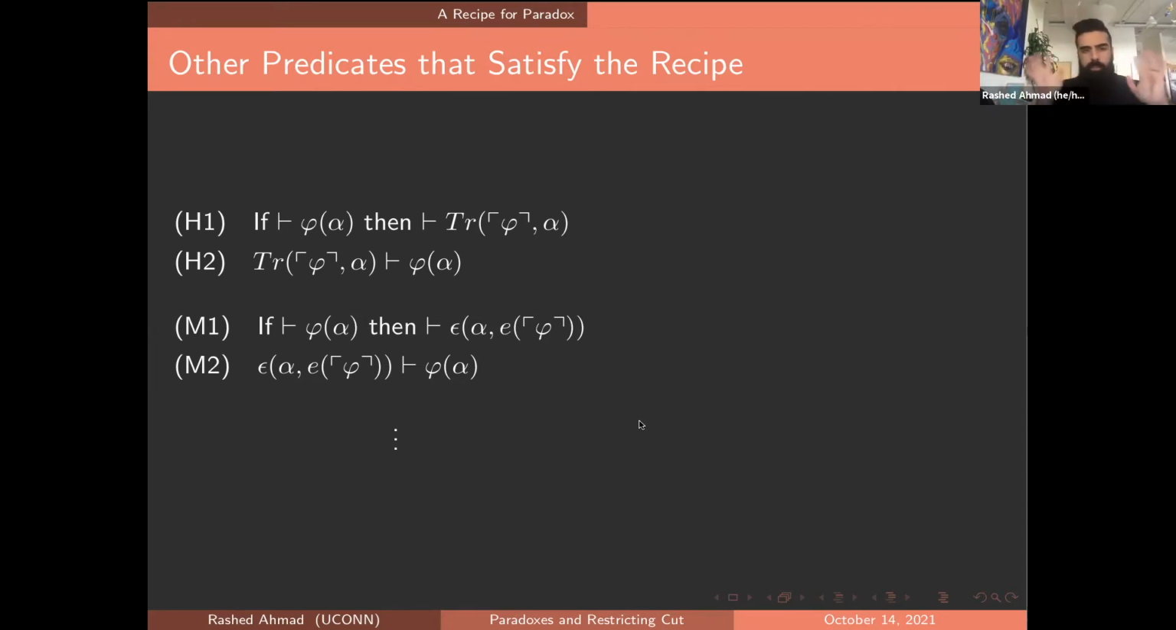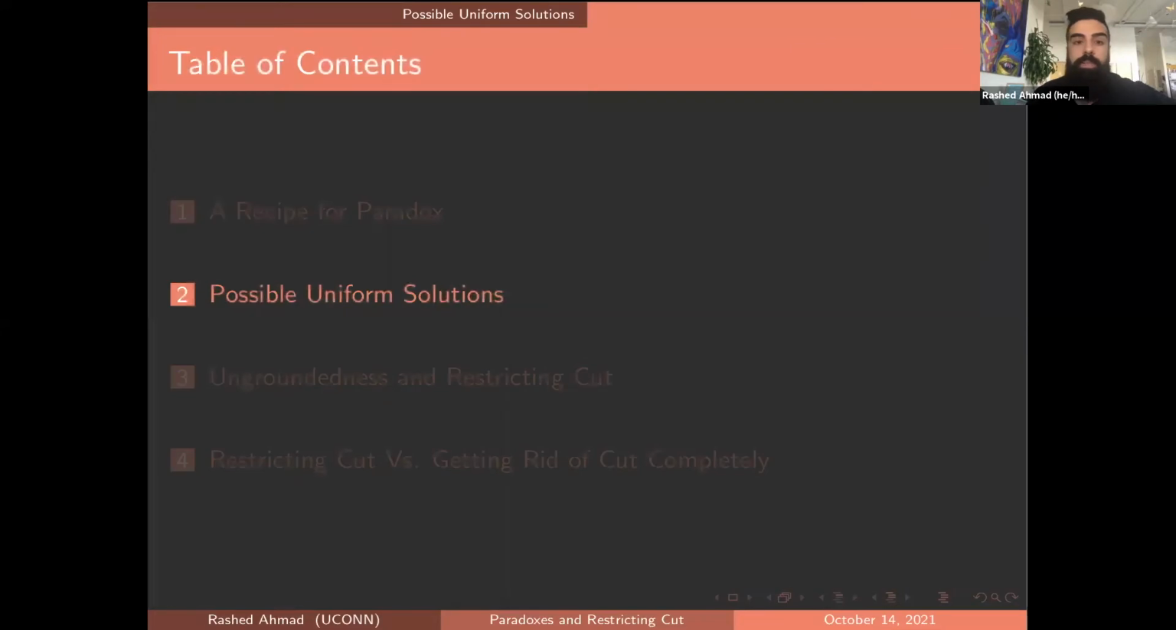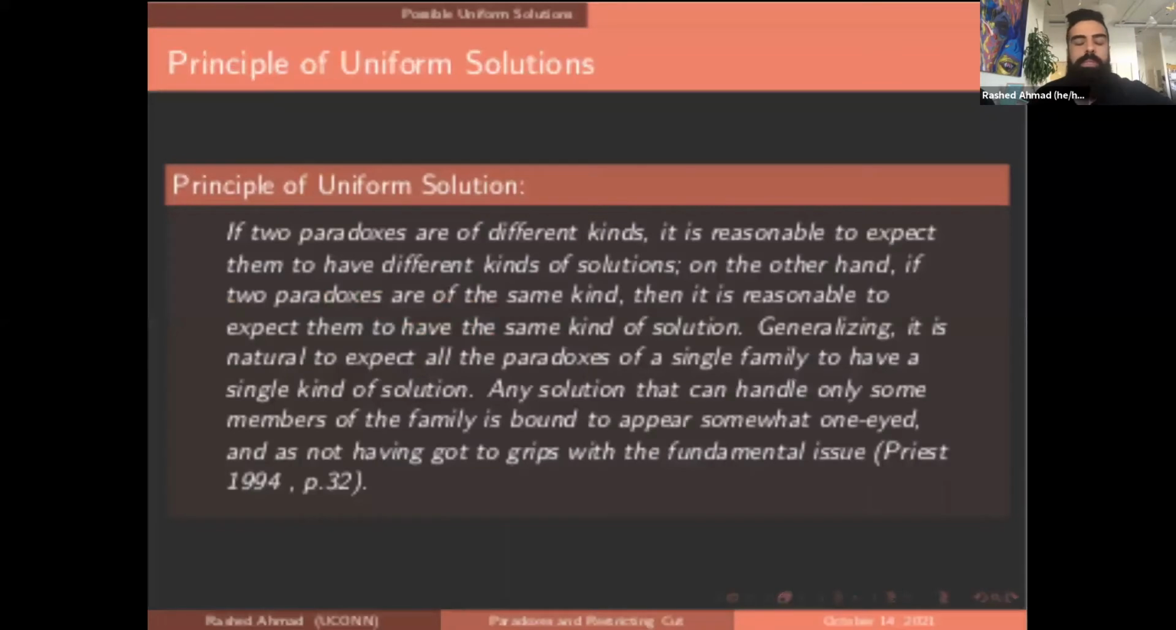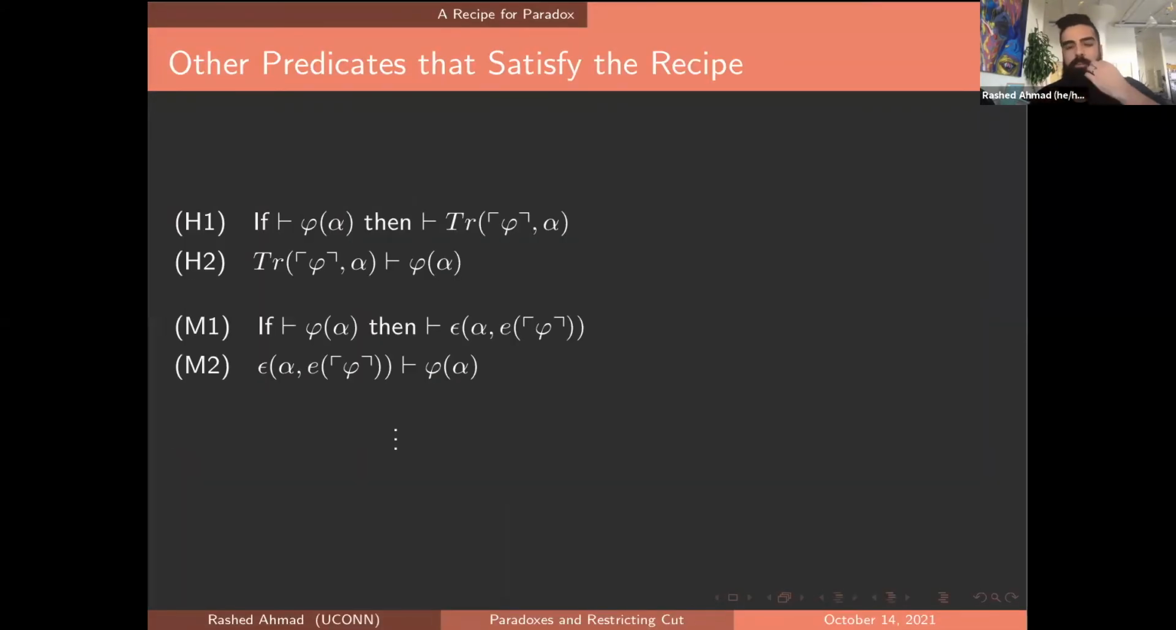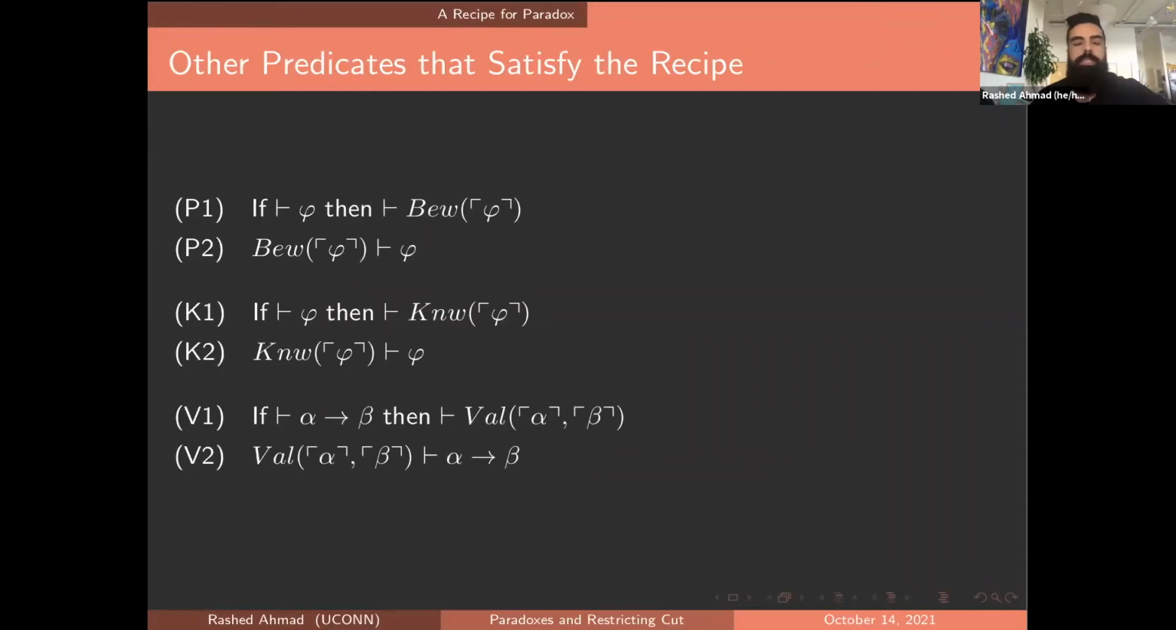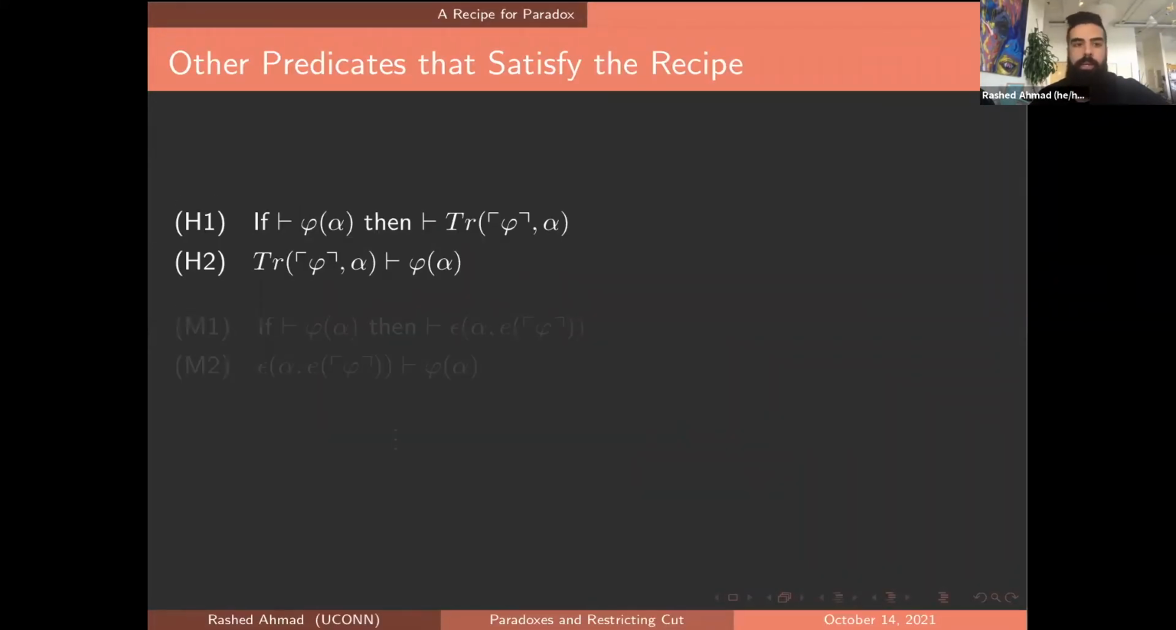So this sums up the talk we had earlier about the recipe for paradox. What I want to look at now is the suggested solutions from the recipe. First, we want our solution to adhere to the principle of uniform solutions, which basically says the same kind of paradoxes require the same kind of solution. And all of these paradoxes that we've mentioned, Russell's paradox in terms of extension, and Grelling-Nelson, Fitch's, and validity, we show that they are of the same kind, and therefore they must have the same kind of solutions.